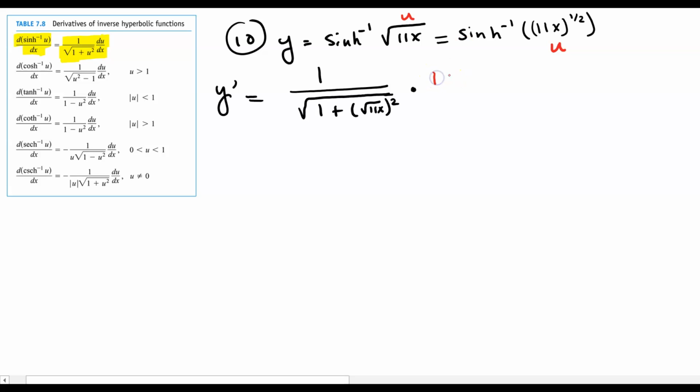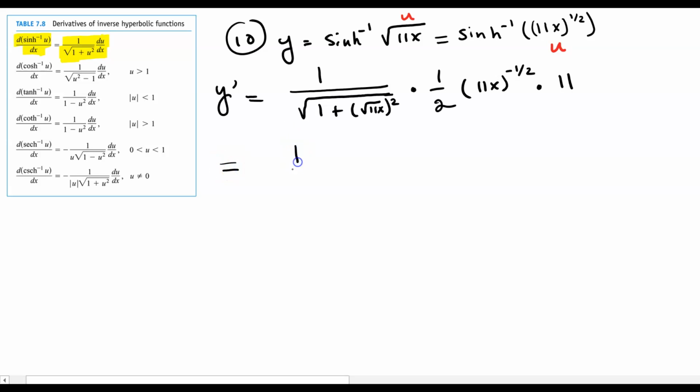So I'm going to have 1/2 of 11x raised to the power 1/2 minus 1, which is negative 1/2, multiplied by the derivative of the inside, the derivative of 11x in this case being 11. And so that's pretty much it. It's just a matter now of cleaning it up just a little bit.